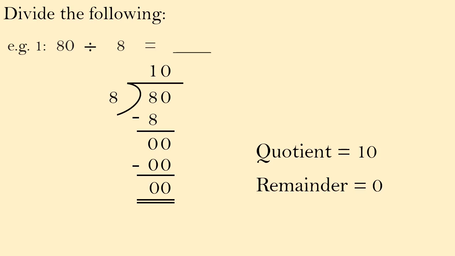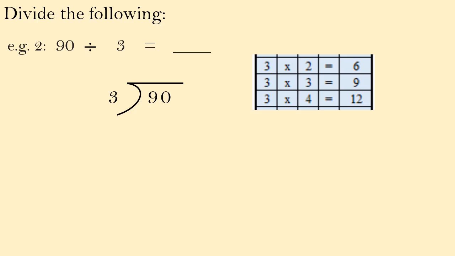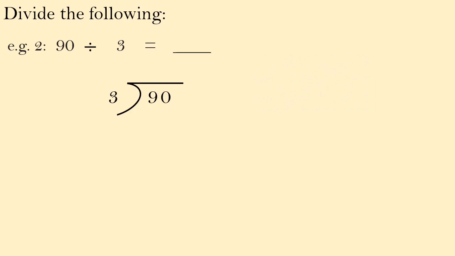Let's go through another example. So our next example is 90 divided by 3. Let's put our division sign. Let's write 90, the dividend, inside the division sign there. The divisor will be outside, 3. Let's say our 3 times table, where will we get 9? 3 into 3 is 9, okay.